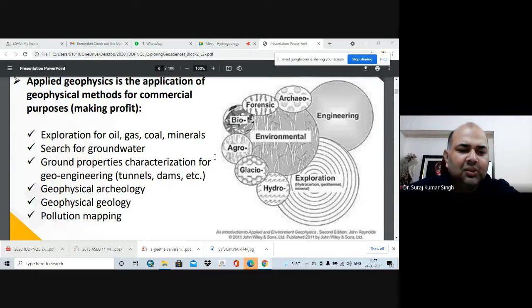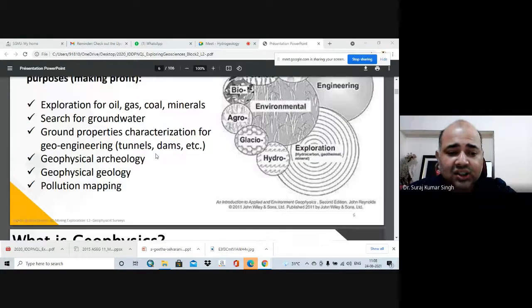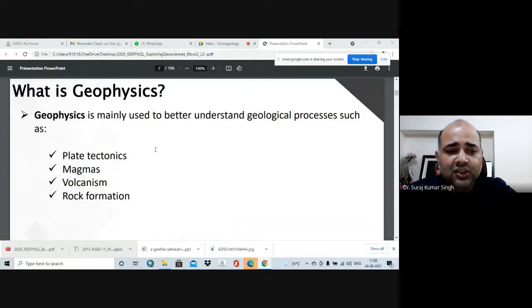Whenever you're talking about geophysics, you are talking about groundwater properties characterization related to geoengineering, like tunnels, dams, and construction. That's why a geologist is very important, not only for mineral exploration and ground exploration, but also for geoengineering design like tunnel and dam design, and then archaeological study and pollution mapping. All these studies are very important when it comes to geophysics.